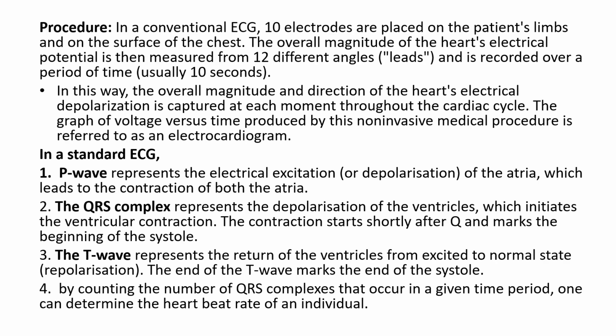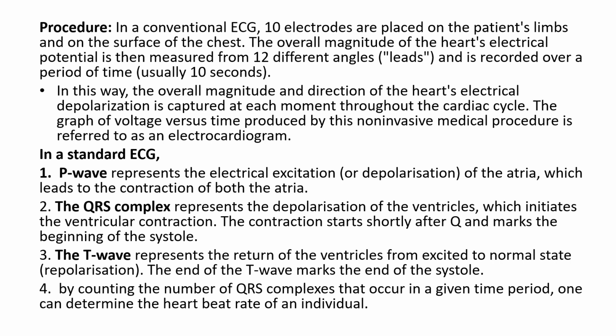Procedure of the ECG. Ten electrodes are placed on the patient's limbs and the surface of the chest. The overall magnitude of the heart's electrical potential is then measured from 12 different angles and is recorded over a period of time, usually 10 seconds. In this way, the overall magnitude and direction of the heart's electrical depolarization is captured at each moment throughout the cardiac cycle. The graph of voltage versus time produced by this non-invasive medical procedure is referred to as the electrocardiogram.